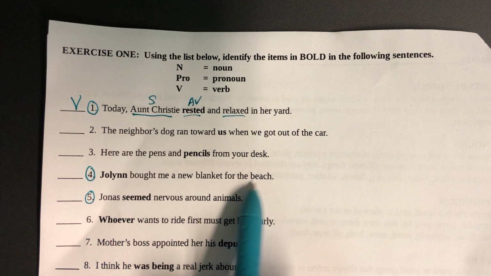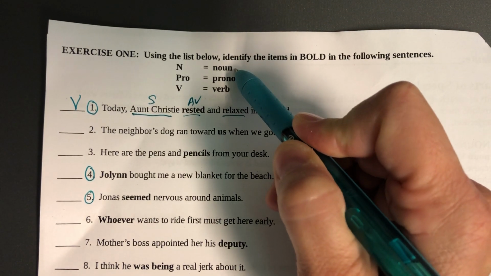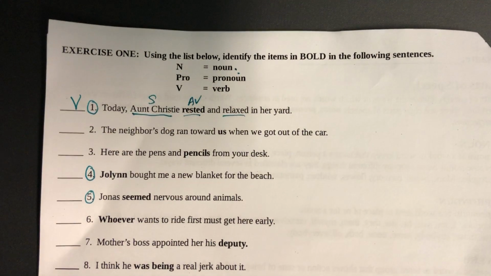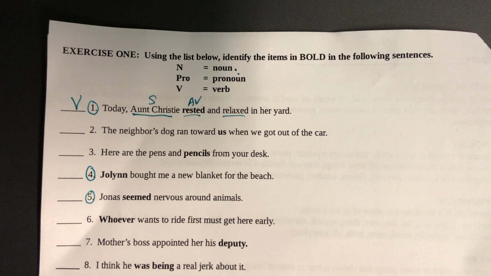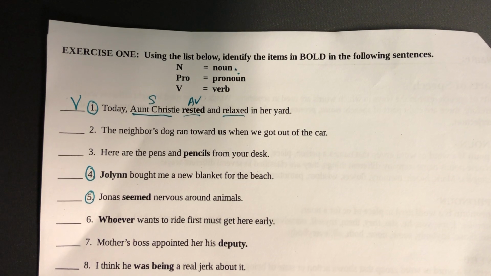Jolyn bought me a new blanket for the beach. Jolyn is a person. A person is a noun. Person, place, things, and ideas. Ideas meaning things you can't physically reach out and touch, like most nouns, but words like memory or freedom, those are ideas. You can't touch them, but they still become nouns.